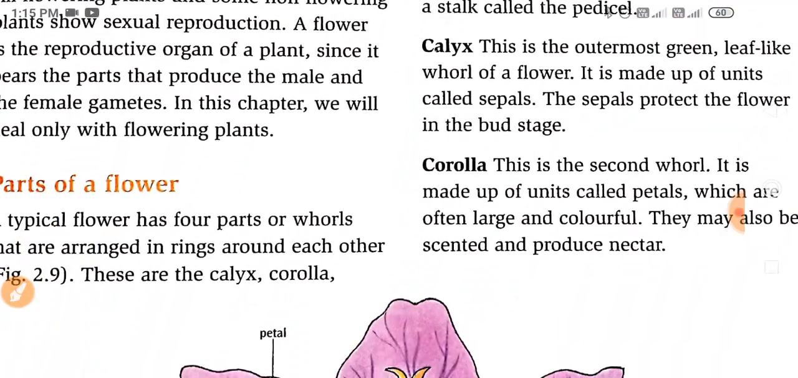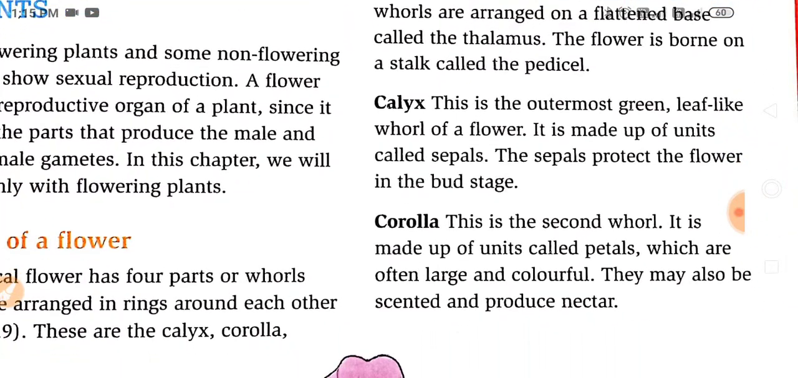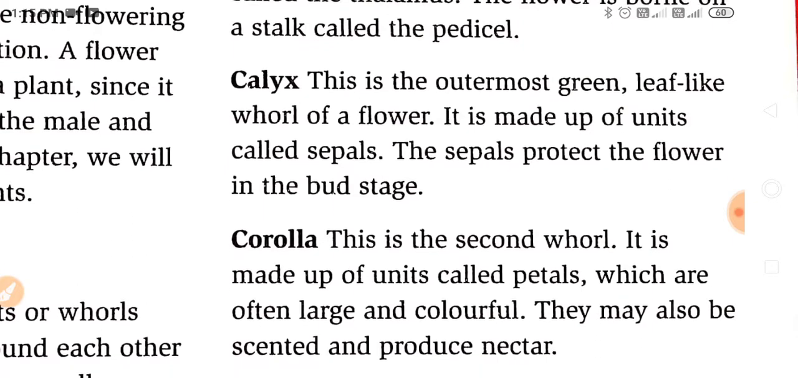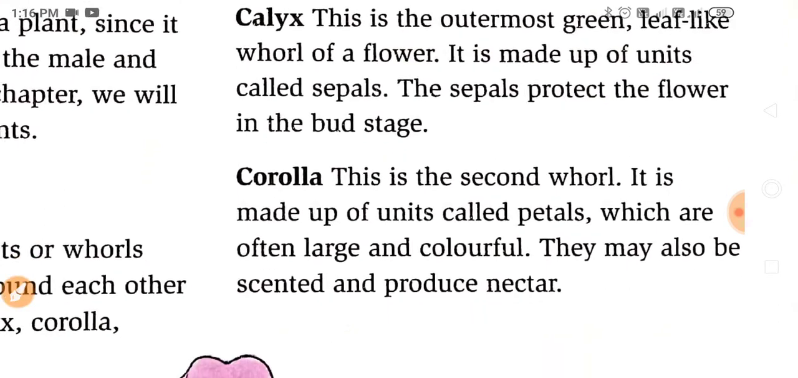So first we read about the calyx. This is the outermost green leaf-like whorl of a flower. It is made up of units called sepals. The sepals protect the flower in the bud stage. So you can see, in singular unit it is called sepal.